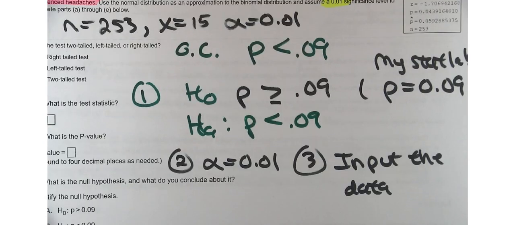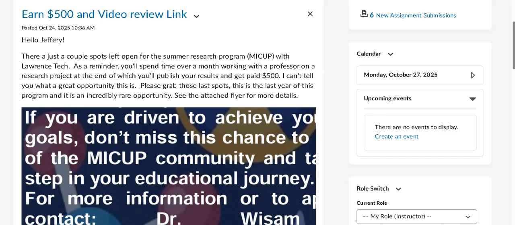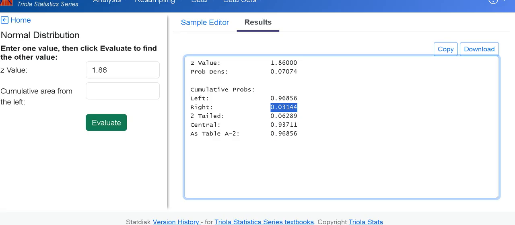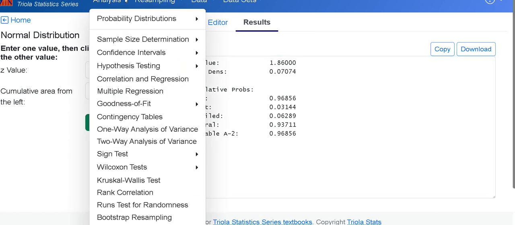Where would it make sense to input the data? StatDisk. So let's go to StatDisk. StatDisk rocks. I can't tell you how much easier your life is with StatDisk. 99% of the time with StatDisk, you're going to want to go to data or analysis, and really 99% of that, you're going to want to go to analysis.